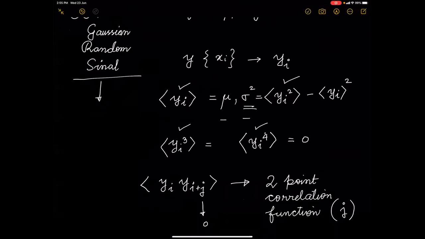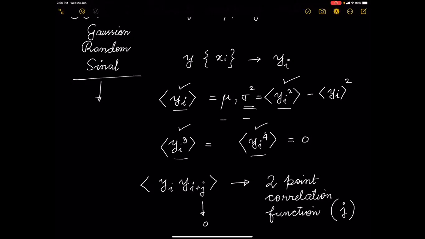So the meaning of a Gaussian random signal is like this. Initially I did the 1-point correlation. I did the y average, then the y square average, then the y cube average, the y to the 4 average. Similarly, here I can also do yi plus j, yi plus k, etc. I can take y from 3 different points and average them. This will be a function of i, j and k. So this will be called a 3-point correlation.